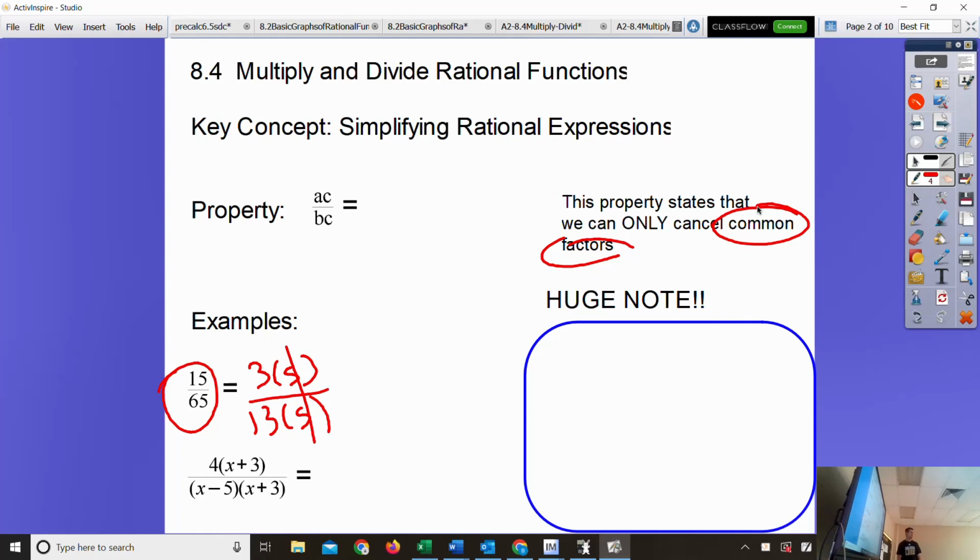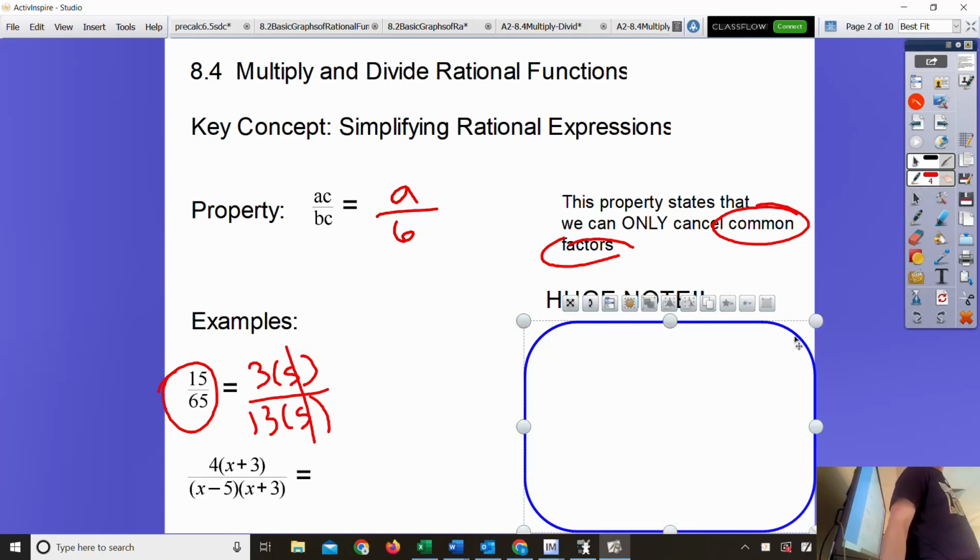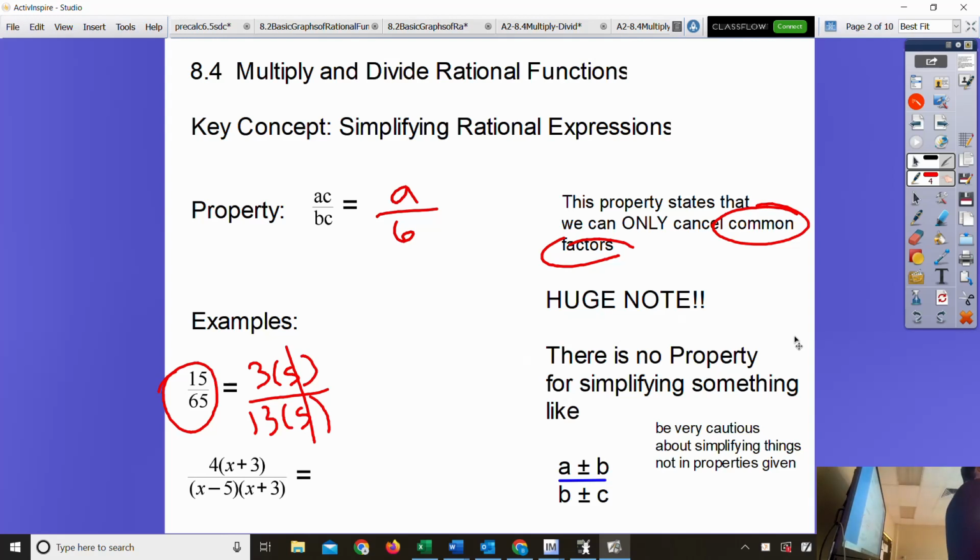So you have A times a common factor over some B times a common factor. What can you do with those common factors? Then we cancel out. Say over B. All common factors cancel out. Now, I've done this for a while, and I see kids do a lot of weird things. Kids will take this little property and expand it into things that don't exist. There's no property for simplifying things when there's pluses or minus symbols. That property doesn't exist. This property is about multiplication, isn't it? A times C over B times C.